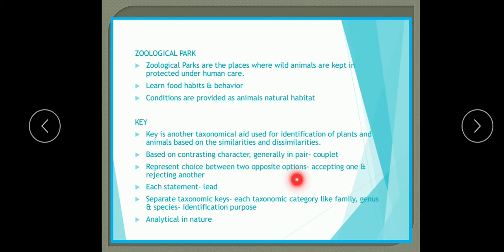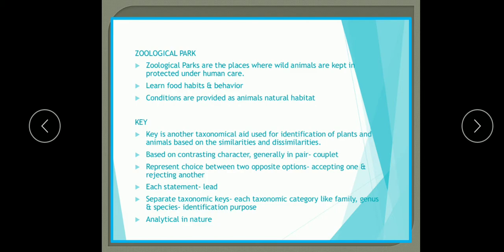So two opposite options, accepting one and rejecting another one. Each statement in the key is called a lead, and by following the correct lead at each step of the key, the user is ultimately able to identify the specimen. So they are analytical in nature.